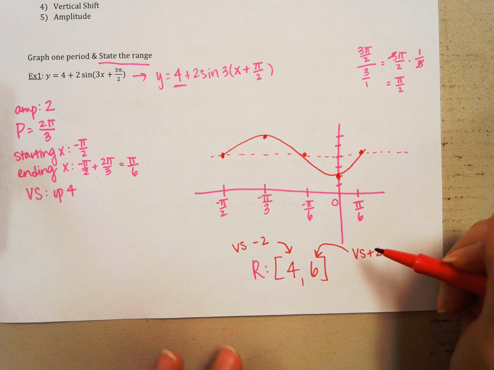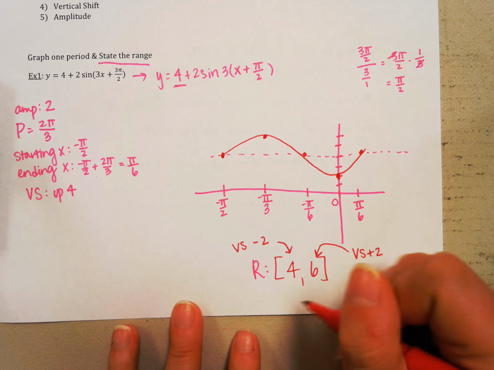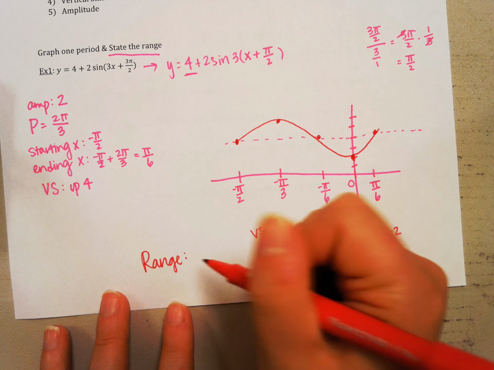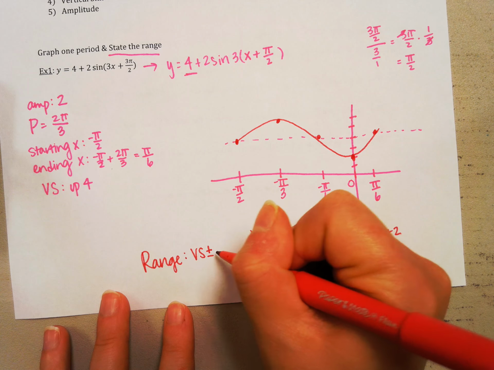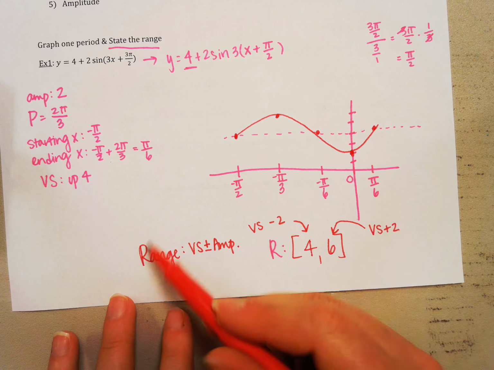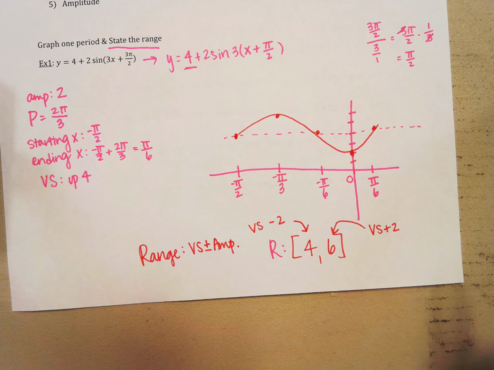So really to find the range of our sine and cosine, we just have to take our vertical shift, and I'll write this out here, our range in general is our vertical shift plus or minus our amplitude. That really gives our range starting and our ending values.